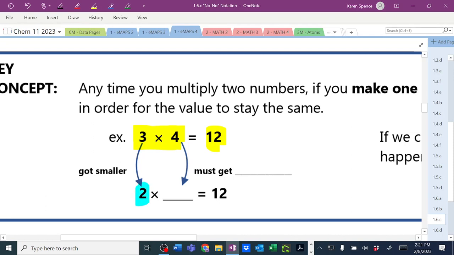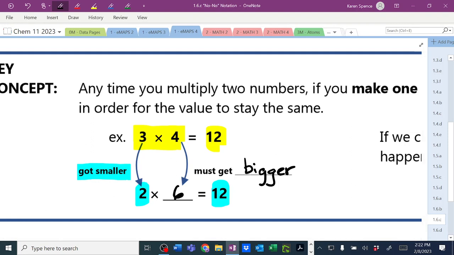What if I took that 3 and I turned it into a 2? So the 3 became smaller and became a 2. The number it's multiplied by, in order for it still to equal 12, the other number must get bigger. In this case, it would become 6 in order to still equal 12. So that's why in scientific notation, if the coefficient gets smaller, the power of 10 has to get bigger. If the coefficient gets bigger, the power of 10 has to get smaller. That way they stay equal to one another.